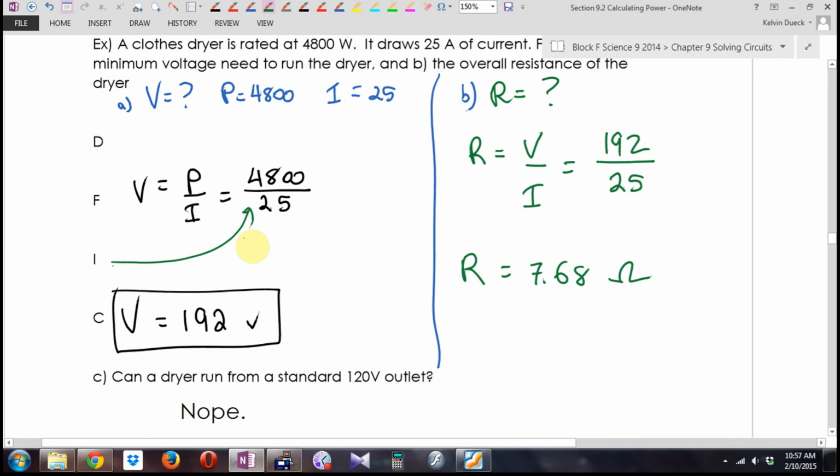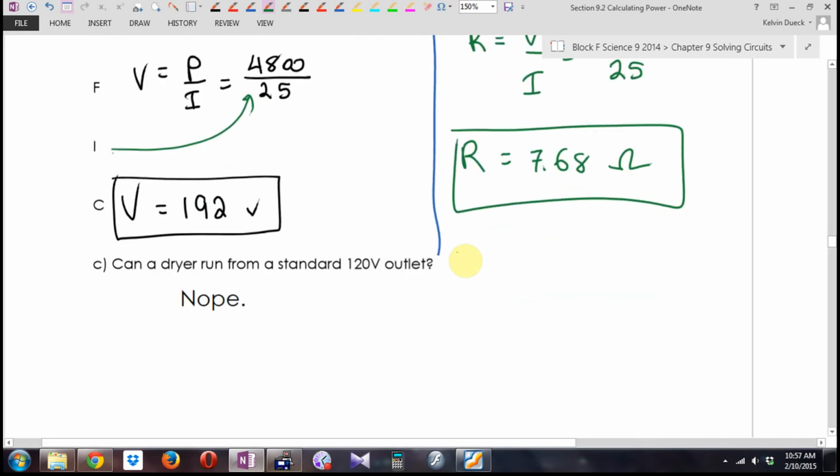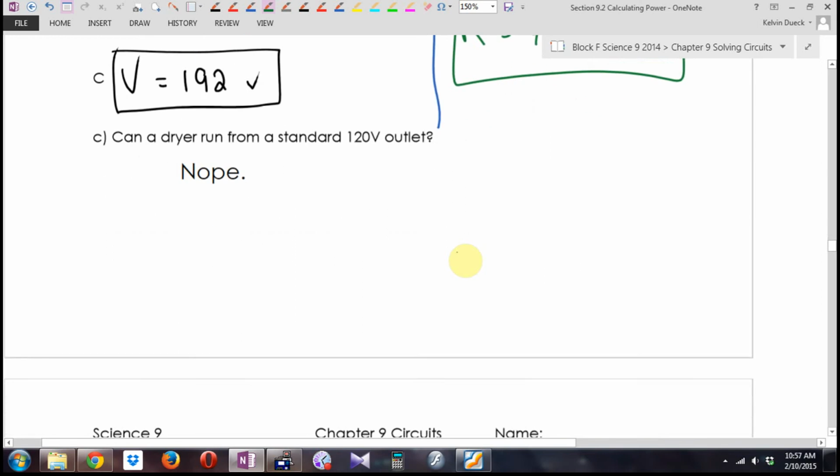And then usually what I tend to do, once I get my final answer, I tend to put a box around it. Okay. Is that okay? Thumbs up? Let's keep going. I'm going to turn the page.